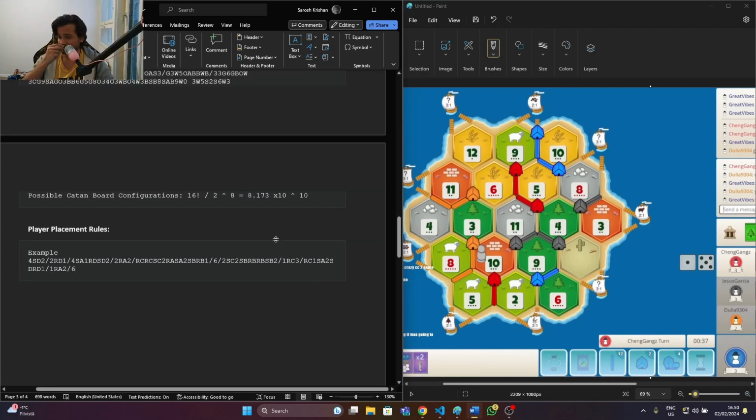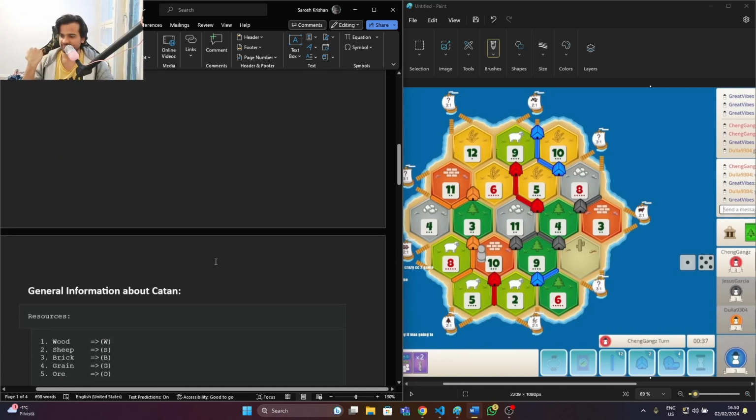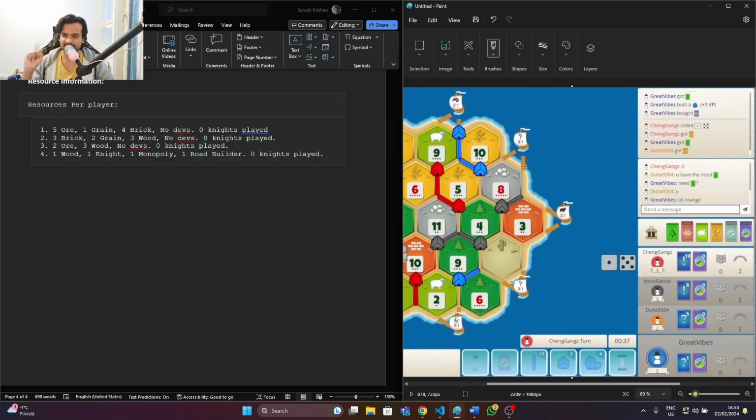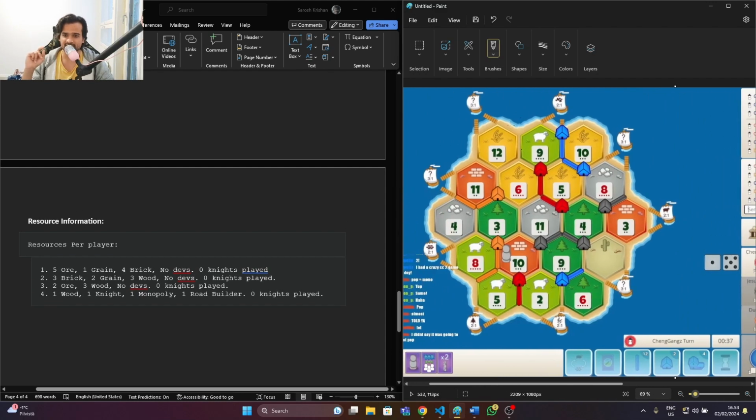Okay, perfect. So just like the chess thing, we have technically finished the second section of the FEK notation. So far, we've finished the board placement, the tiles, the numbers, the resources, and the player placements, the cities, the settlements, and the roads.